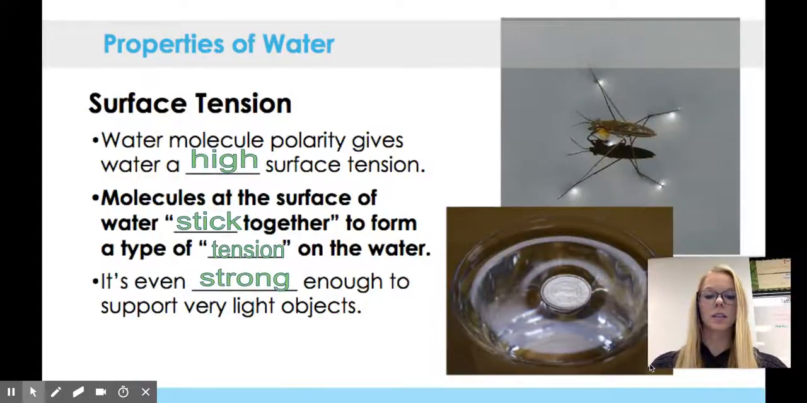Water has a high surface tension due to its polarity. Molecules at the surface of water stick together to form a type of tension on the water. This tension is so strong it can support very light objects, like a penny or an insect like water striders. Your fourth key word is wood.